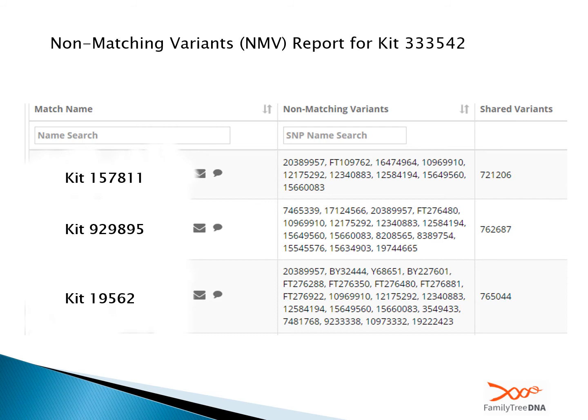What we do is count the number of non-matching variants, or SNPs. The fewer non-matching variants you have with a person, the closer the relationship. The first kit has 9 non-matching variants. The second kit has 15 non-matching variants. And the third kit has 20 non-matching variants. Now we're going to use these to compute TMRCA for the 4 testers.